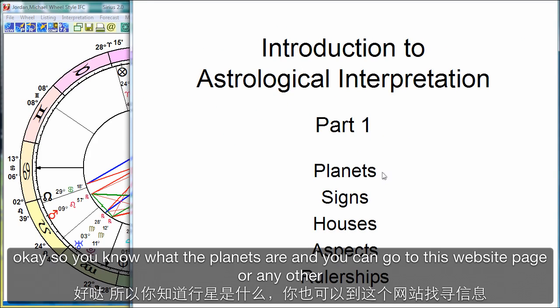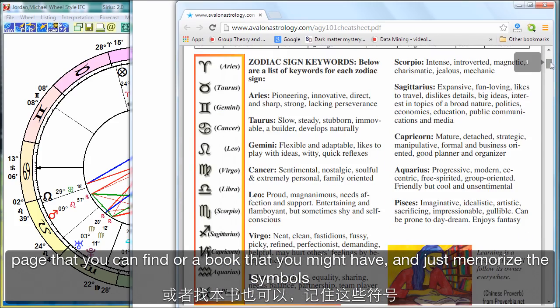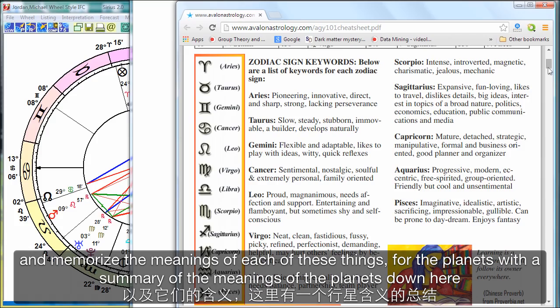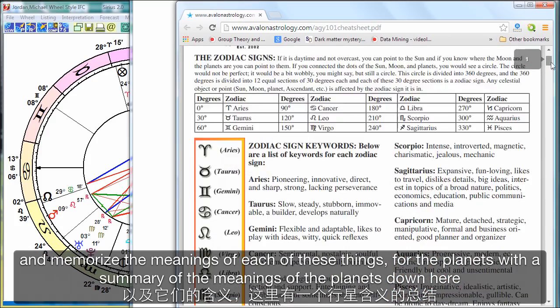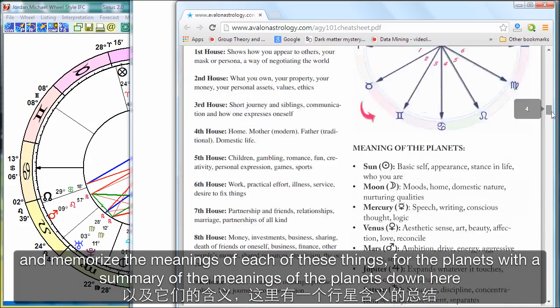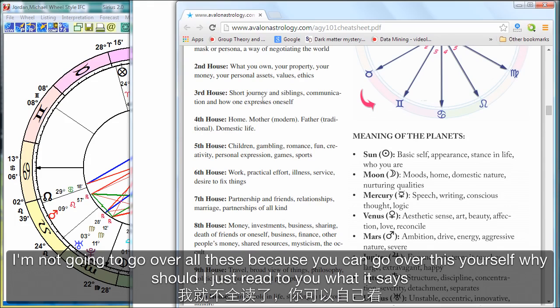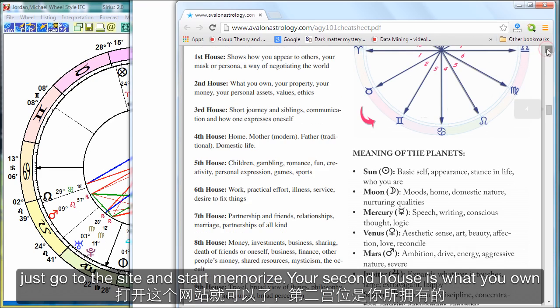And you can go to this website page or any other page that you can find, or a book that you might have, and just memorize those symbols and memorize the meanings of each of these things. Now for the planets, we have a summary of the meanings of the planets down here. Somewhere here it is. Here's a summary of the meanings of the houses. I'm not going to go over all these because you can go over this yourself. Why should I just read to you what it says? Just go to the site and start memorizing this.